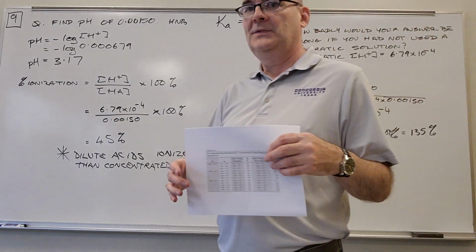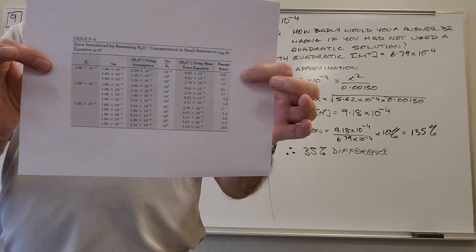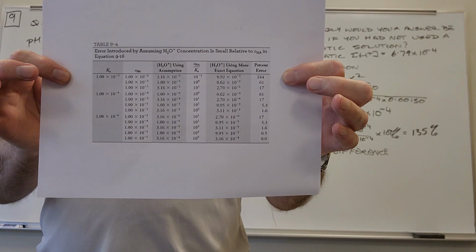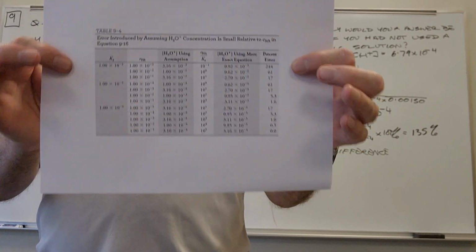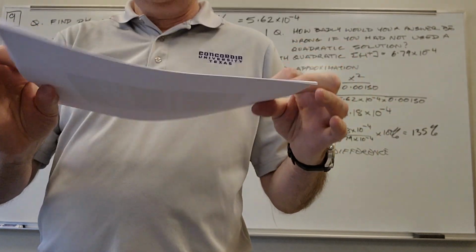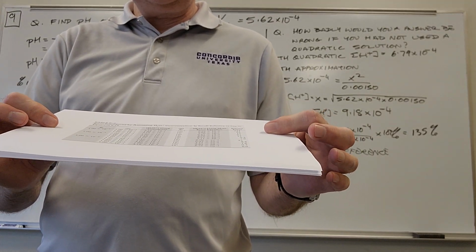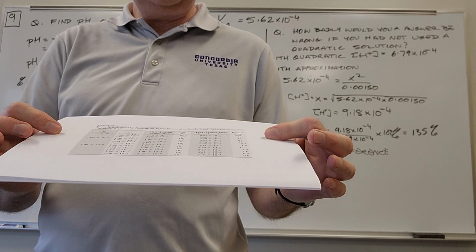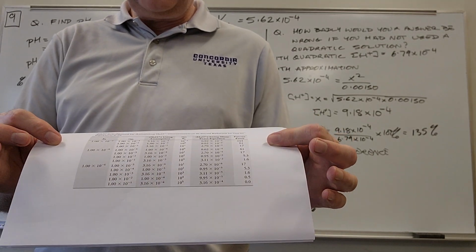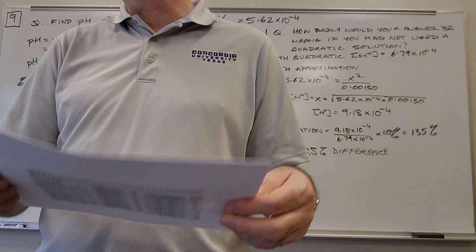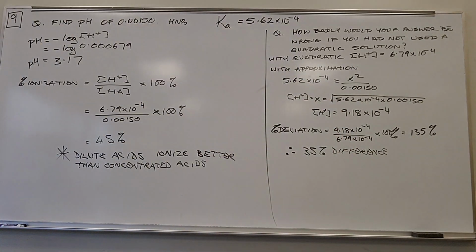What do you mean? Oh, it's a table. We have a table for it. Nice. You've been calculating this in the past. I like this. We have a table, and this table is the error introduced when you assume that the H plus concentration is small relative to the concentration of the free acid. Yay. Thank you.